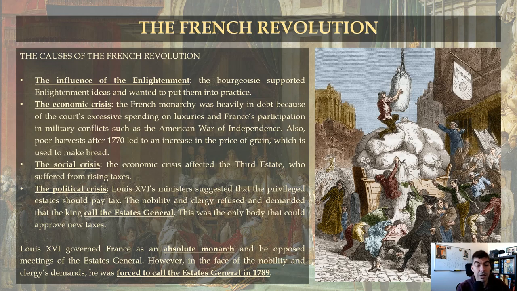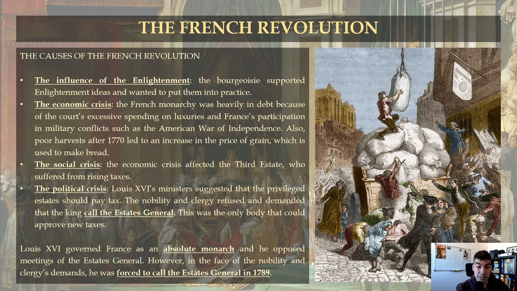Also, poor harvests after the year 1770 led to an increase in the price of grain. As you know, grain is used to make bread. Here you have some people from the third estate gathering grain to make flour. Then the social crisis, because the economic crisis affected the third estate. Why? Because they were the only ones who paid taxes.